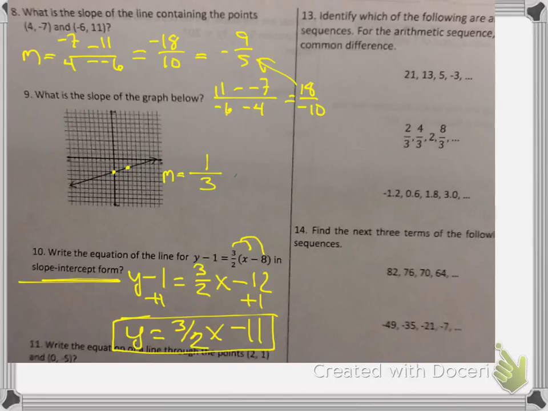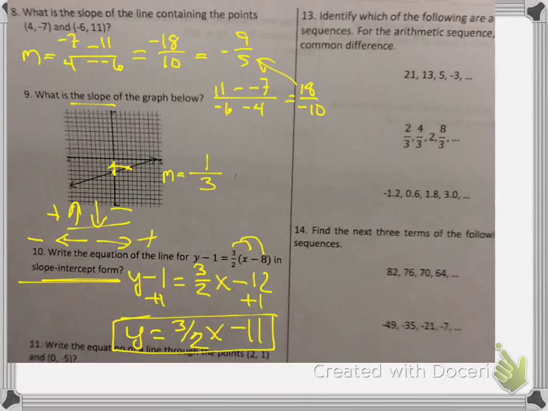Number 9, find 2 points, give me the slope. Keep in mind, when you've got a graph, you can do rise over run. How much did you go up and down? How much did you go left and to the right? Positive, you went up. Negative, you went down. To the right, positive. To the left, negative. So since I'm going up and to the right, that was up 1 over 3 to the right. That's where I got my slope of 1/3.